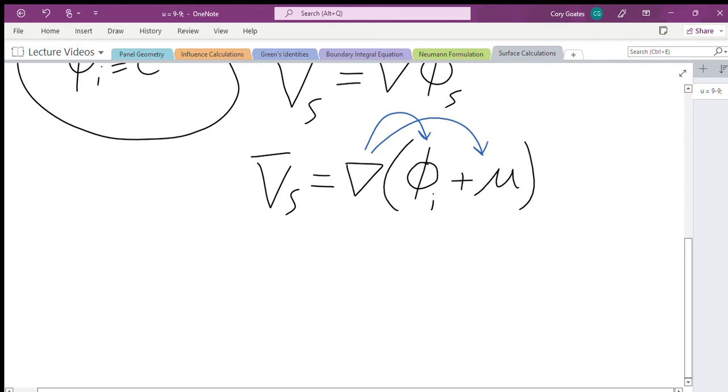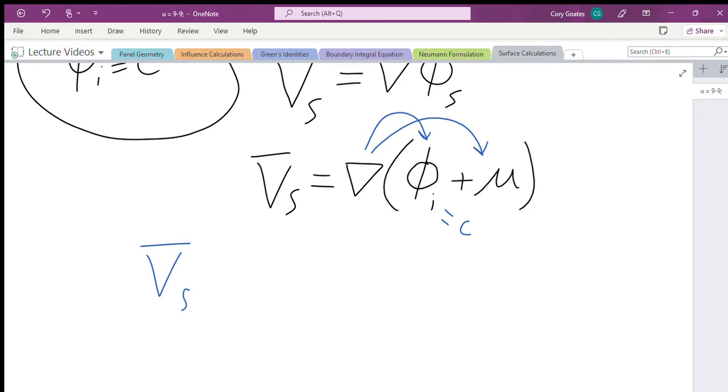And remember, we said phi sub I is equal to a constant. What is the gradient of a constant? Well, that's just 0. So that term goes away, and we're left with V on the surface is equal to the gradient of mu, which is pretty slick. This tells us that in order to calculate surface velocities, we don't need to recalculate influence coefficients. We don't need to sum up induced velocities anymore. All we need to know is the gradient of doublet strength, local to where we're looking at the velocity. Pretty cool. So, how do we get that?